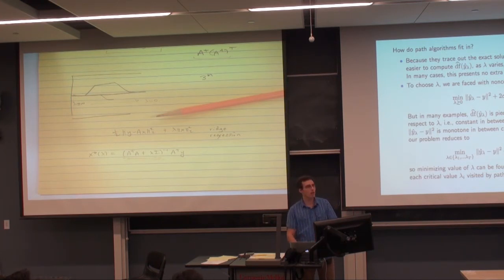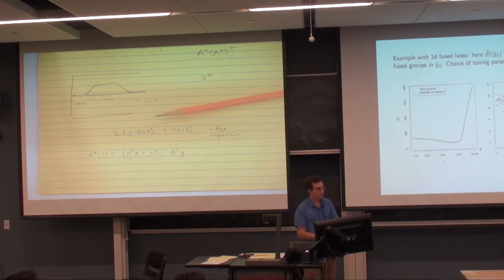So I've reduced a non-convex problem to now minimizing for lambda over a discrete set. And that discrete set is exactly the critical values that are visited by the algorithm. So by using a path algorithm, along the way that I'm tracing out the solution, I can just evaluate this at every critical value that I visited, and it'll give me an estimate of this prediction error.